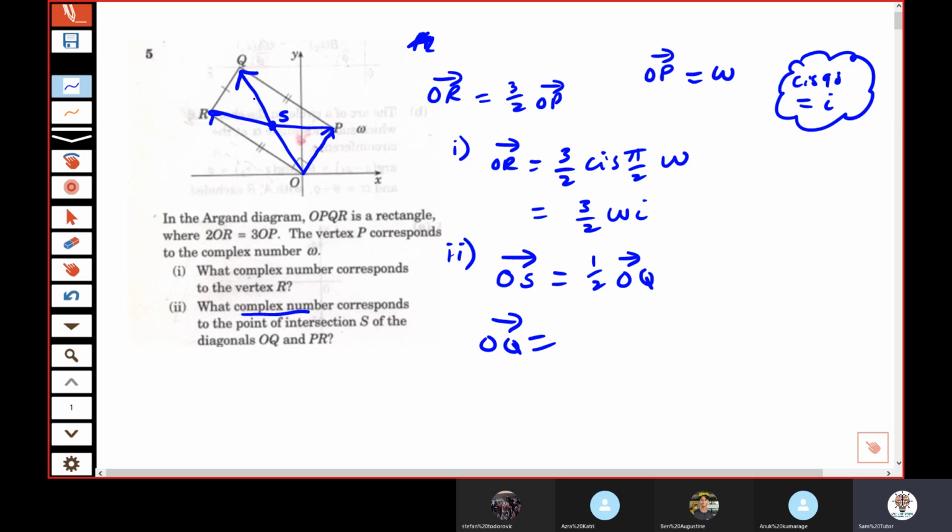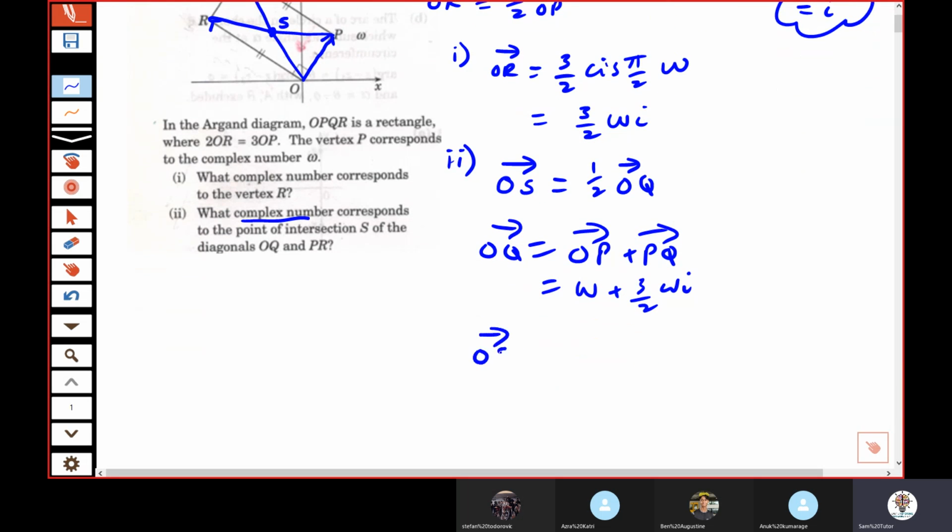Vector OQ becomes vector OP plus PQ. Let's see if it fits the addition rule we know. Yep, P and P line up, exactly what we want. What's vector OP? Omega. What's vector PQ? Vector PQ has the same value as OR, so PQ is right here, 3 on 2 omega i, and we're done. Vector OS is half of this.